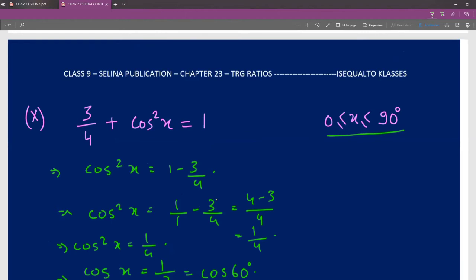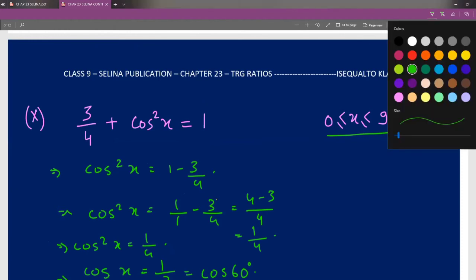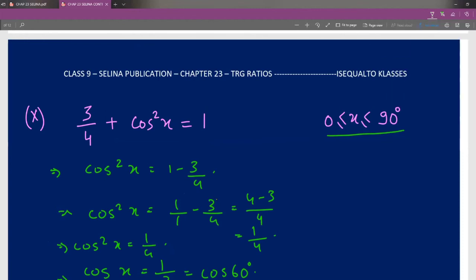Now, another way of looking at this is, what I'll do is I'll change my color so that you can differentiate properly. Let's take pink. Okay. So what I'll do is, wherever there's x, I'll substitute the x by 60 degree because that is the answer that we have gotten. So 3 upon 4 plus cos square x, cos square 60 degree. So what I'll do is I'll not touch the RHS. I have to make sure that in the LHS I get 1.